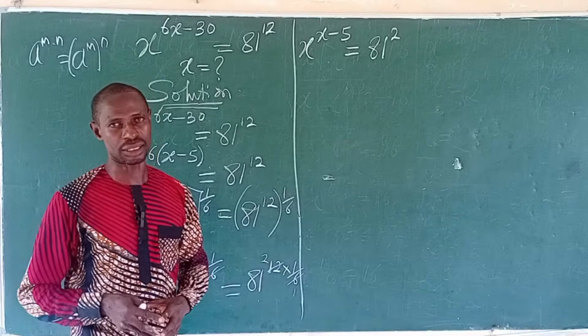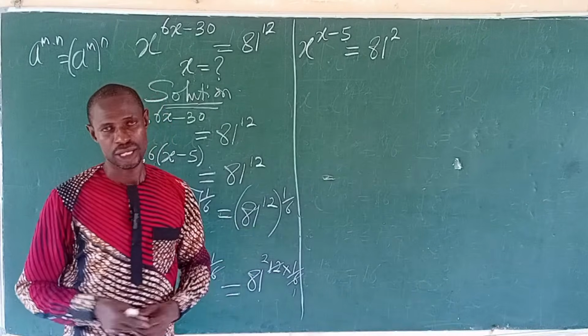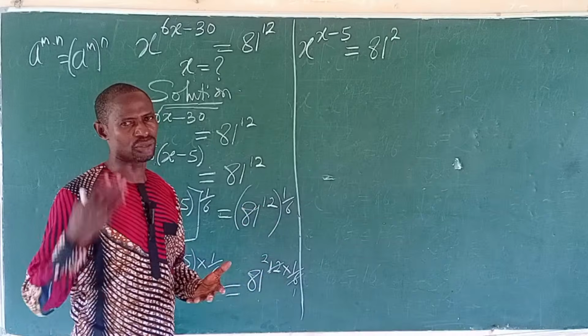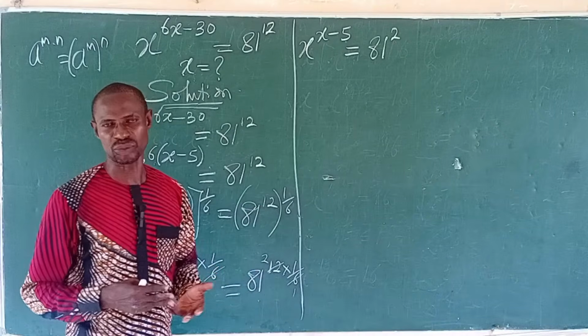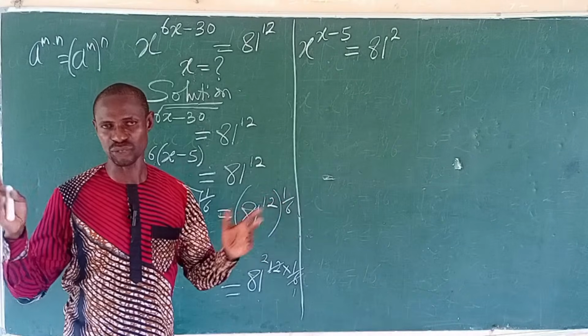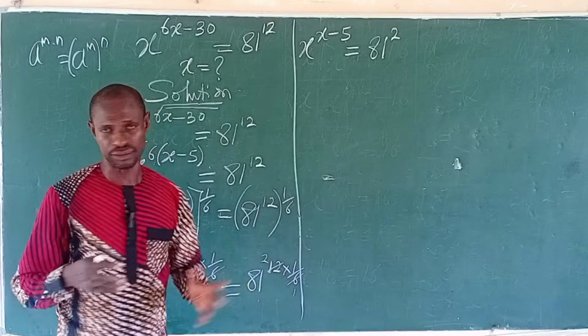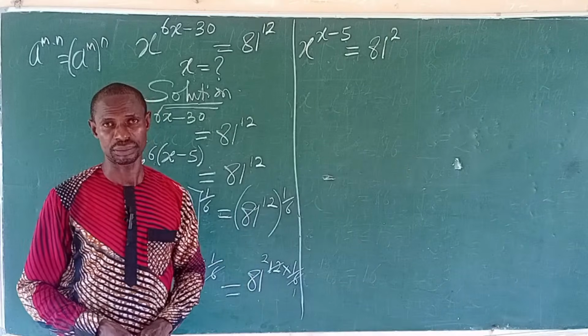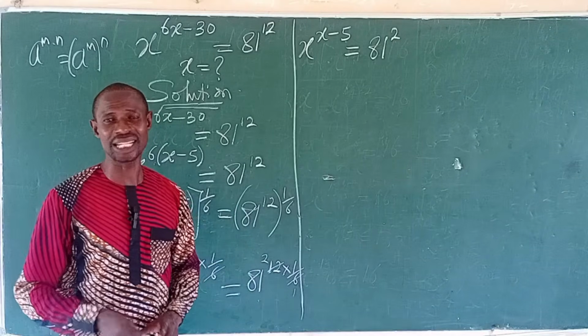So we'll go to the next number, which is 3. If we raise 3 to the power of 2, that will give us 9. If we raise it to the power of 3, that will give us 27. And if we raise it to the power of 4, that will give us 81. So 81 can be expressed as 3 to the power of 4.